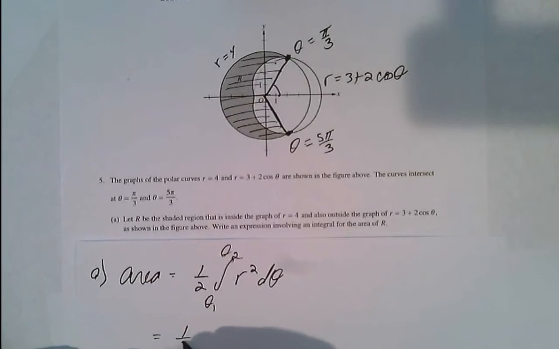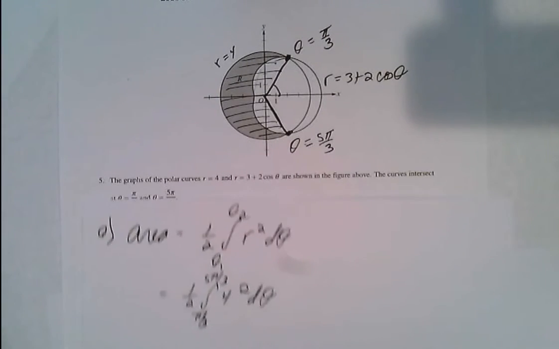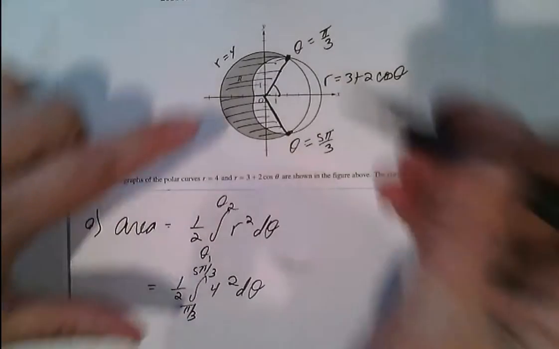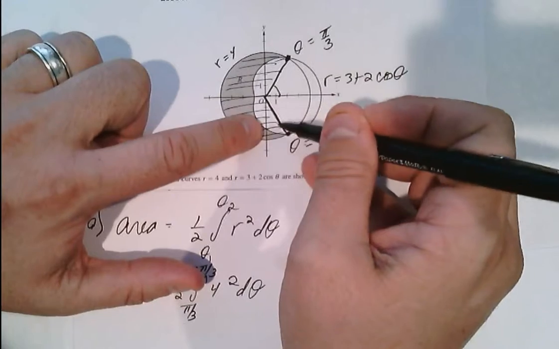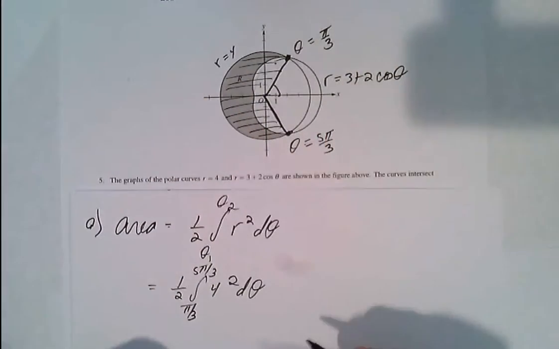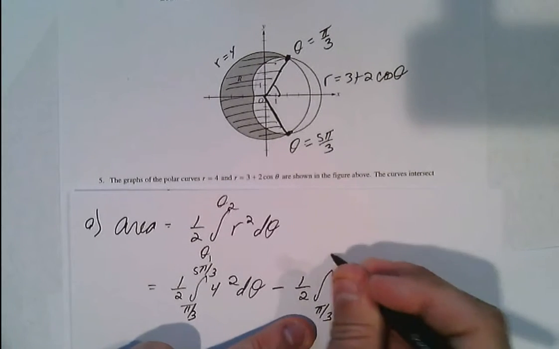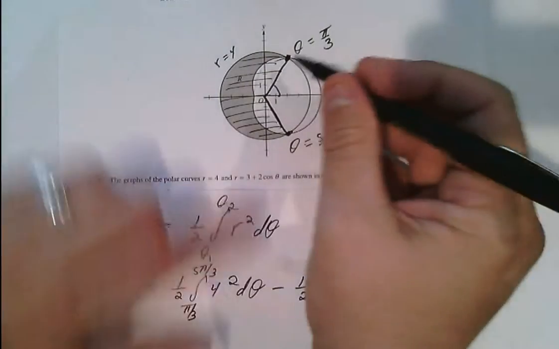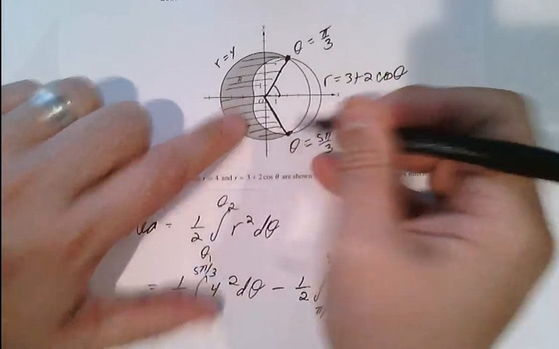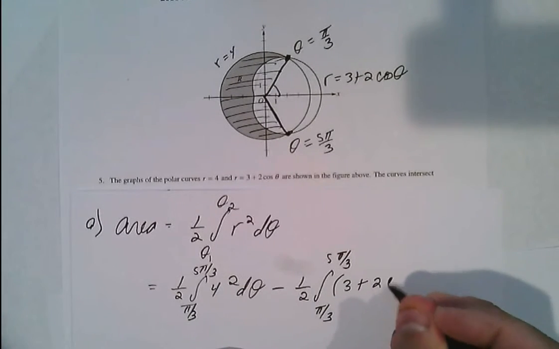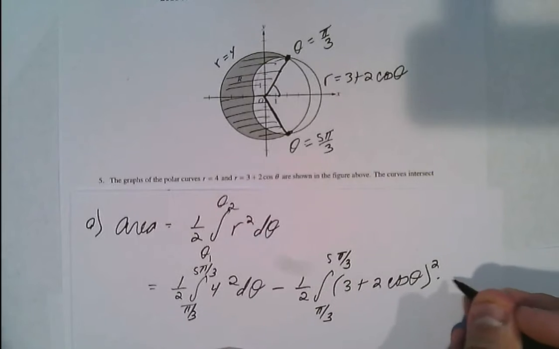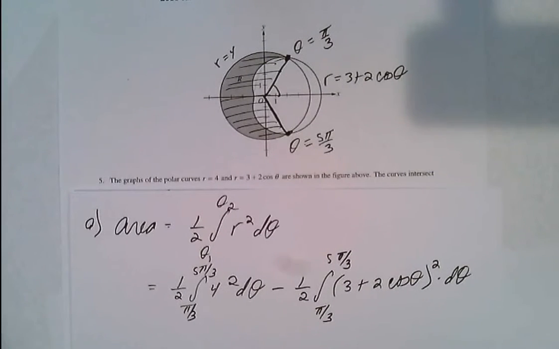So what I'm going to do is say that my area is 1/2 the integral from pi over 3 to 5 pi over 3 of 4 squared, and I'm going to integrate with respect to theta. Let me scoot that up a little bit. But now I've got to determine the area of the white region. I have to subtract that off. To do that, I'm going to say minus 1/2 the integral, again from pi over 3 to 5 pi over 3, and I need the radius for the inside curve, which is 3 plus 2 cosine theta, and all that is squared, and I'm going to integrate with respect to theta.